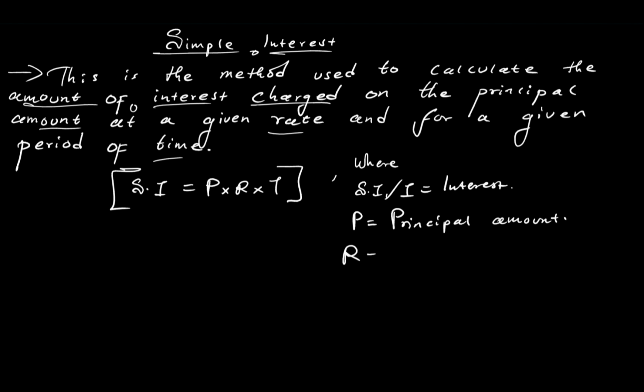Then we have R, which is basically the rate of the interest, that is. So you can just say rate, or rather we could say that the annual interest rate, which is basically the best term to use. Annual interest rate. Now, one thing you should know is that when it comes to the interest rate, it's mostly given as a percentage.